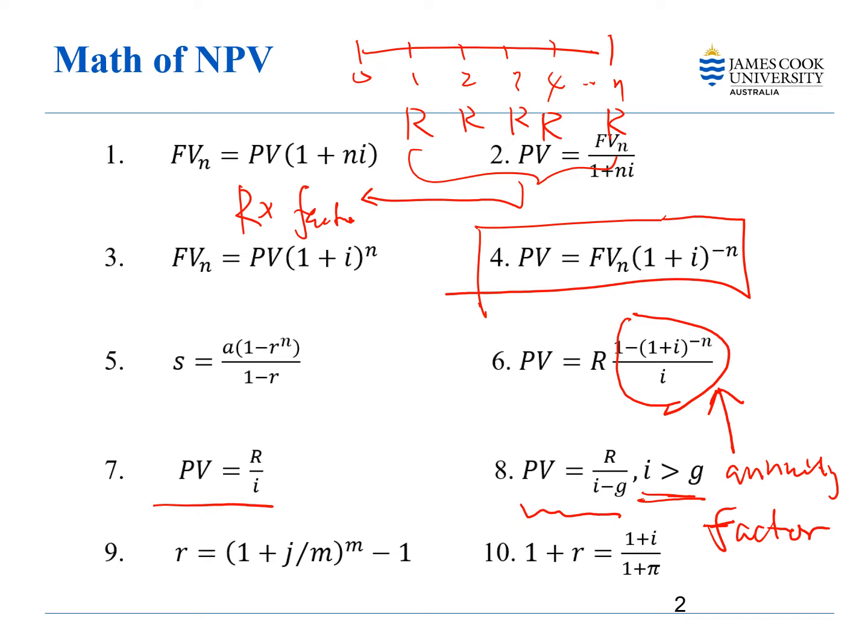So that's Formula 8. Formula 9 is to convert the annual effective rate when the interest rate and the compounding periods are not the same. And Formula 10 is what we call the Fisher equation, converting between the real interest rate and the nominal interest rate by accounting for the inflation rate.